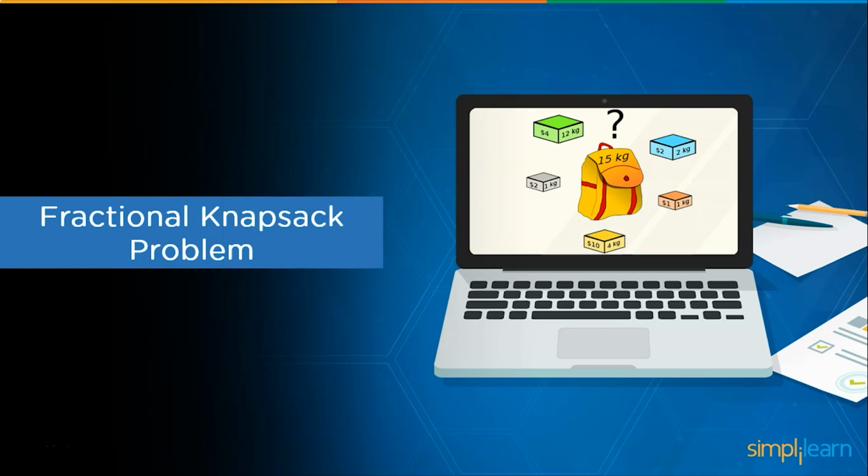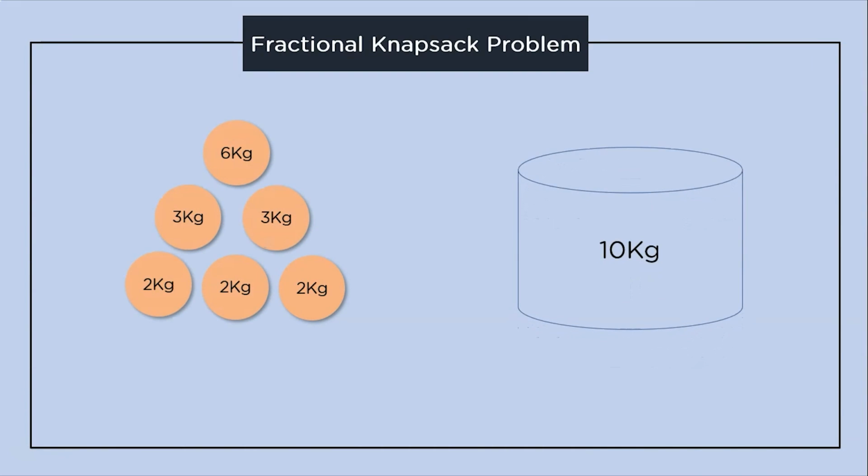We have now discussed the 0-1 knapsack problem. Now, let's discuss the fractional knapsack problem. Similar to the 0-1 knapsack problem, we will be given the weights and the values of n items, in this case 6 items on the left. We will also be getting a knapsack with capacity W, or in our case 10 kgs, to the right. Now we have to get the maximum total value in the knapsack.